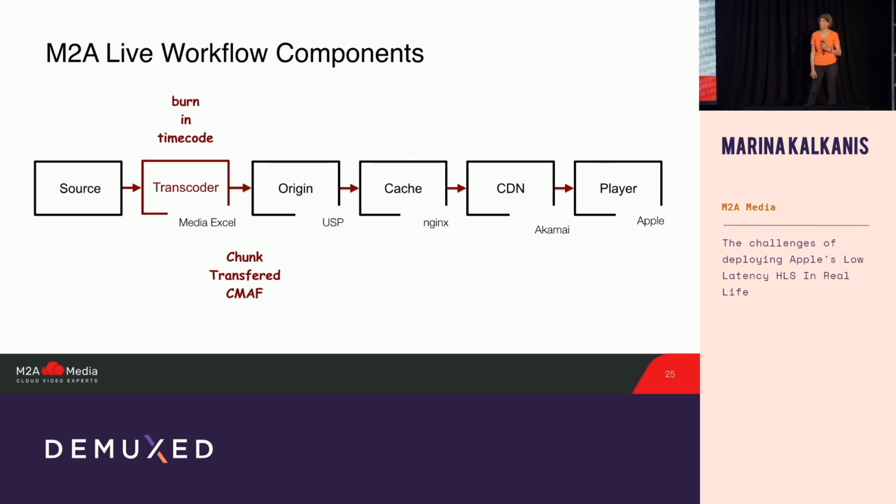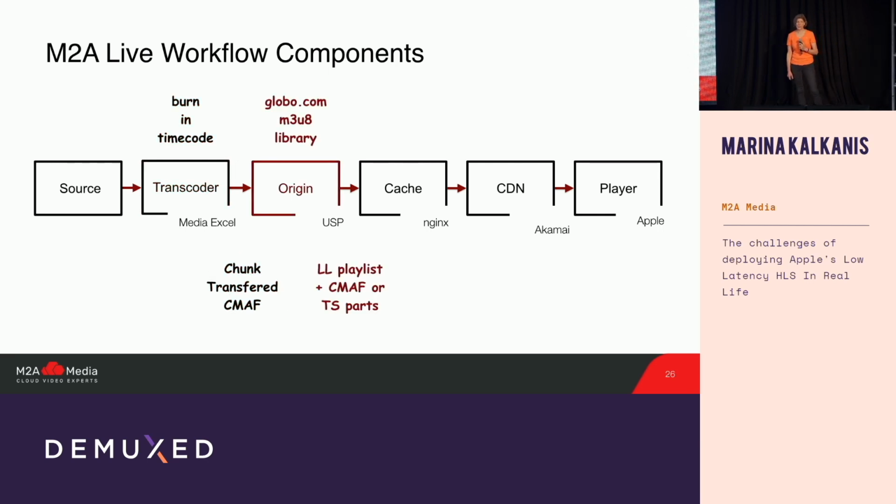From the transcoder, it's chunk transferred CMAF into the live origin. And then at the live origin, we've had to add some layers for producing low-latency playlists. We use the globo.com M3U8 library, and we've contributed some extensions to that. We use that to produce the low-latency playlists. And then we've also tested at the origin, the origin's managing everything in the 320 part size. And we've also tested using both the CMAF or transport stream parts. And in fact, both work equally well.